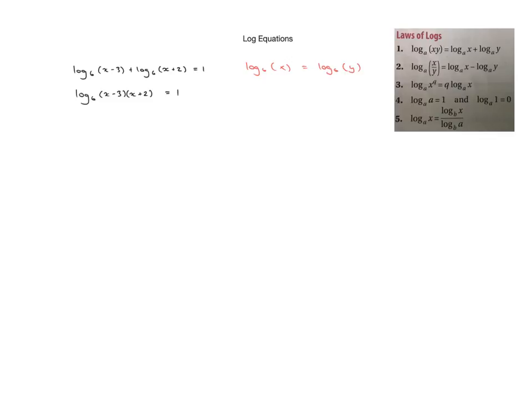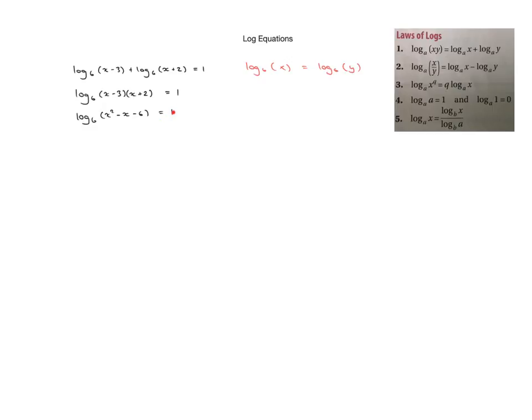And we can multiply that out if we want to, and if we do that, we get log base 6 of x squared minus 3x plus 2x, which is minus x, and we're going to get minus 6, is equal to 1. Now, I've got a bit of an issue in the fact that, as I said to you before, I want log base 6 on the left equal to log base 6 on the right. Okay, I've got log base 6 on the left here, but I don't have the right hand side in terms of log base 6.